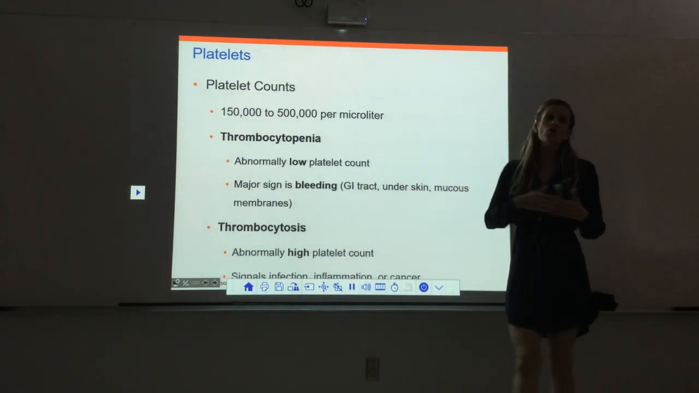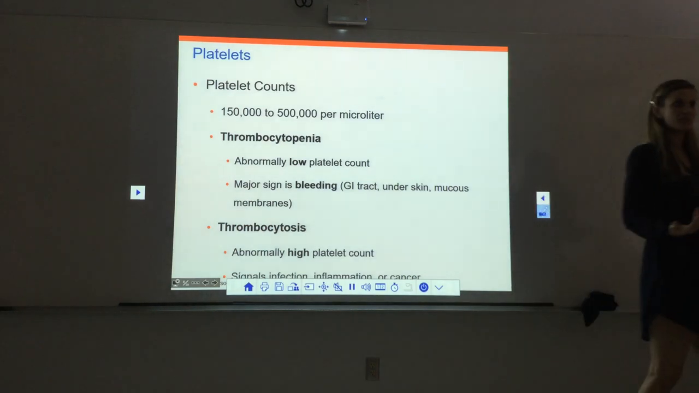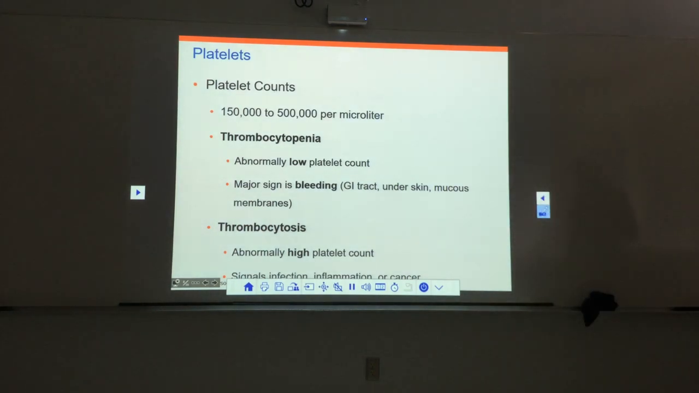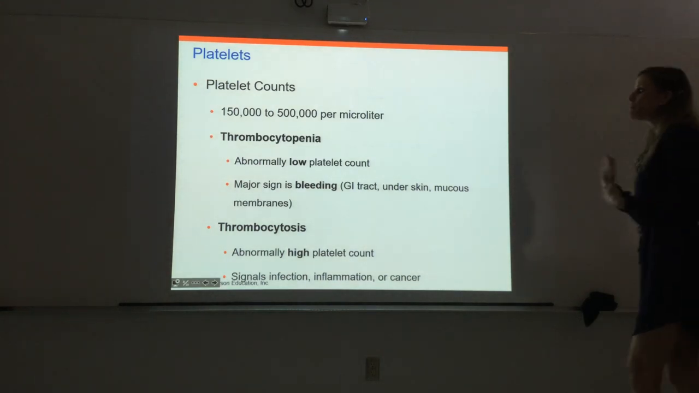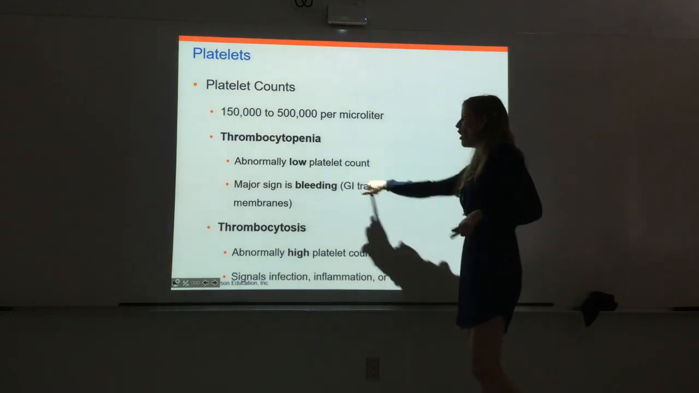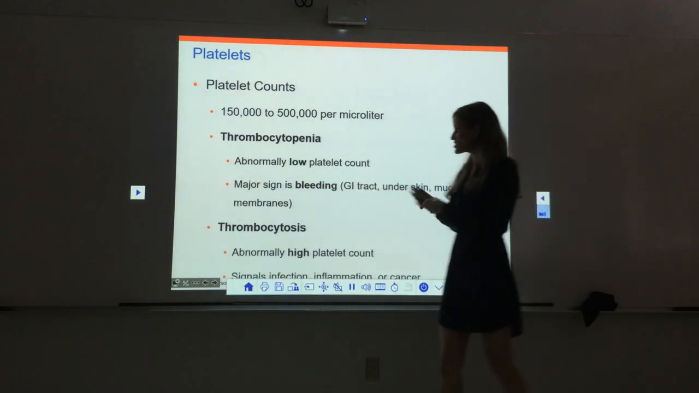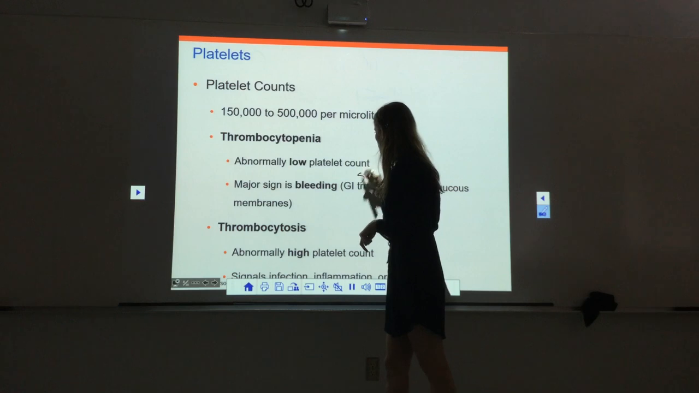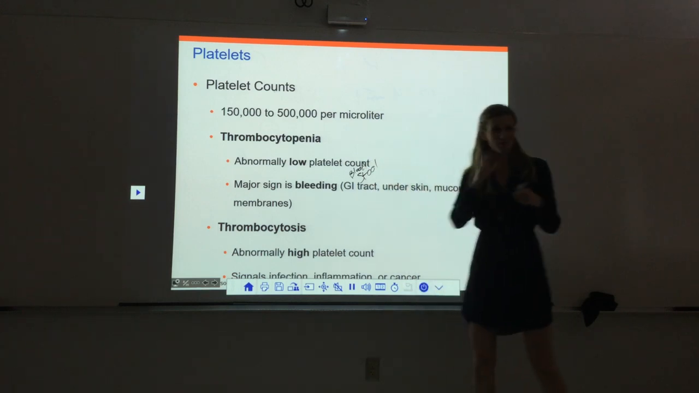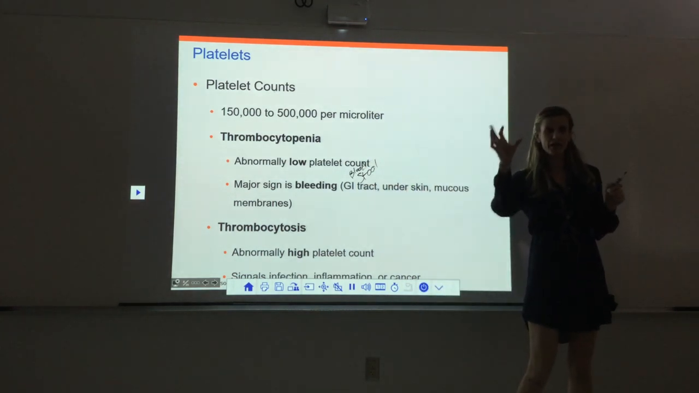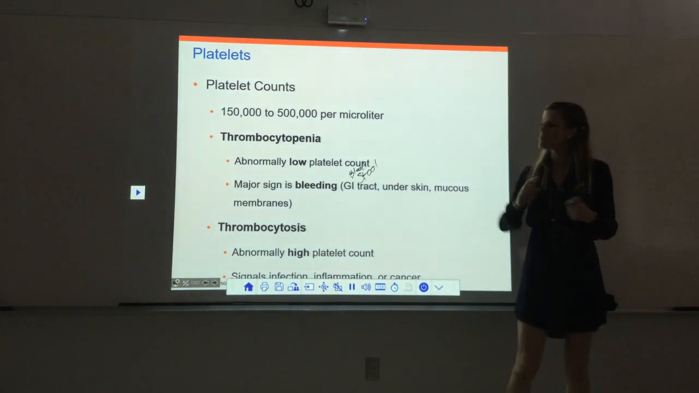The major sign of a low platelet count is obviously going to be bleeding, right? If platelets are important for clotting, if you don't have enough, you won't be able to clot. So you'll see bleeding happen a lot with the patient. Bleeding can happen in the GI tract, so you'll see blood appear in the stool. Okay, there should not be blood in your stool, but if you see stool that's streaked with blood, that's a sign that platelets might be low.